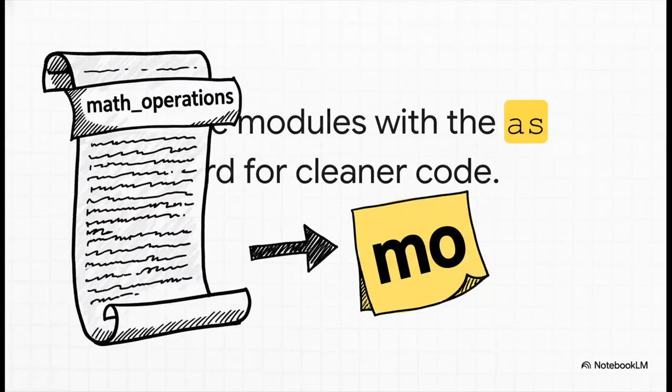Now for the third method, which is a fantastic pro tip, using an alias, or basically a nickname. If you have a module with a really long or awkward name, you can give it a short, simple one with the as keyword. Here, we've just renamed math_operations to Mo. It's a small change, but man, it makes your code so much more readable.